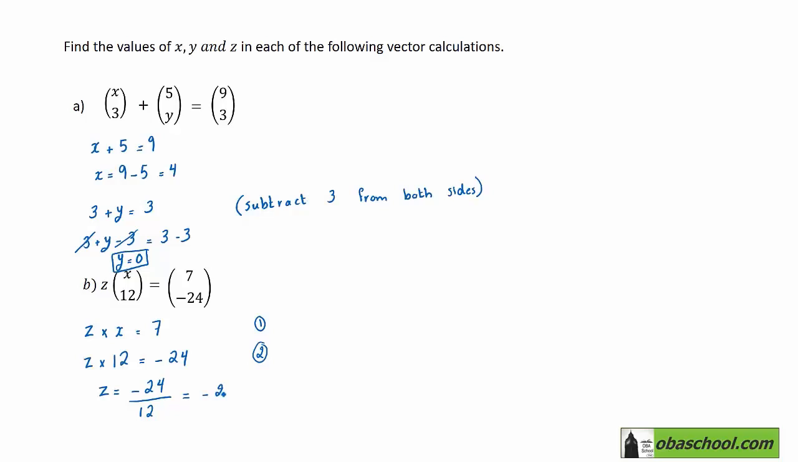And so now we substitute the value of z in the first equation, since we already know the value of z, which is minus 2. So we substitute z equal to minus 2 in equation number 1 to find x. And that would be z times x equal to 7, which is minus 2 times x equal to 7. And that would be x equal to 7 over minus 2, which in other words is minus 7 over 2. And that would be the end of this exercise and the end of this tutorial.